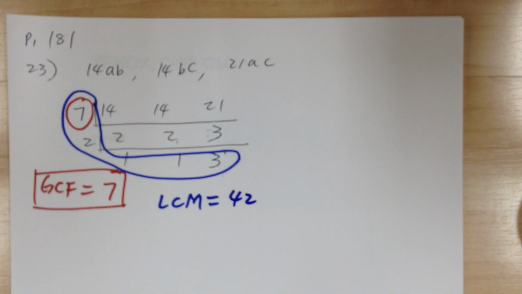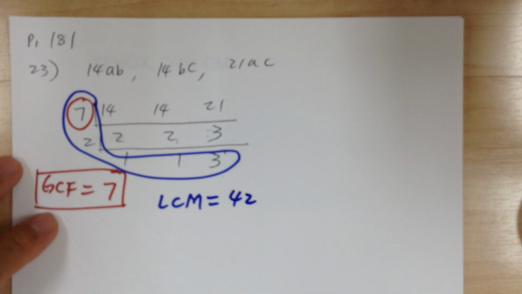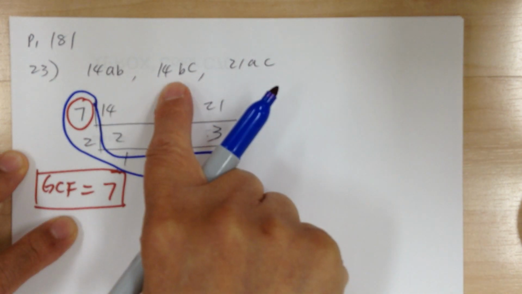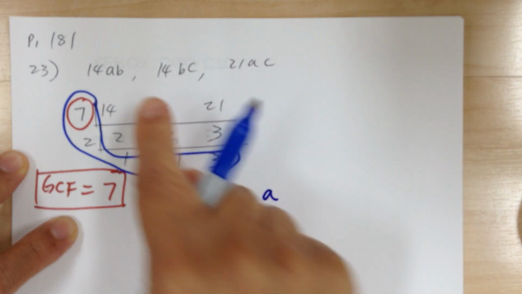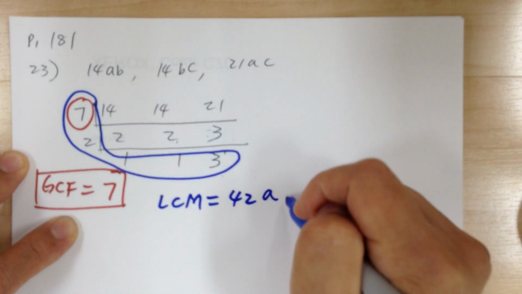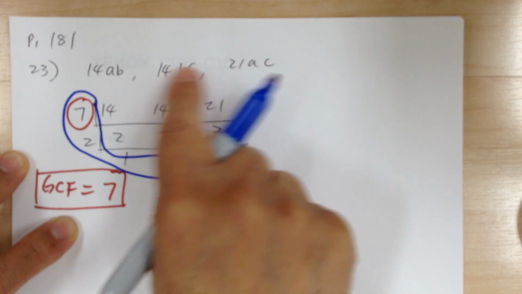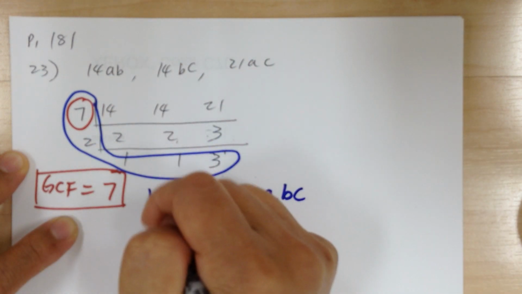Okay. And then for the alphabet, you take the higher one of each. So you got A, no A, so take the A. B, you got B, B, no B, so take the higher one. C, that's a C, C, no C, so take the higher one. Okay.